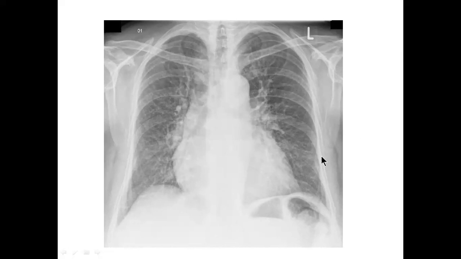So in patients with heart failure, vascular markings are not just seen in the lower zones as in normal individuals, but will also start to appear more prominently in the upper lung zones as well. This is called upper lobe diversion, or we can call it dilatation of the upper lobe veins. And this is an important sign of heart failure.